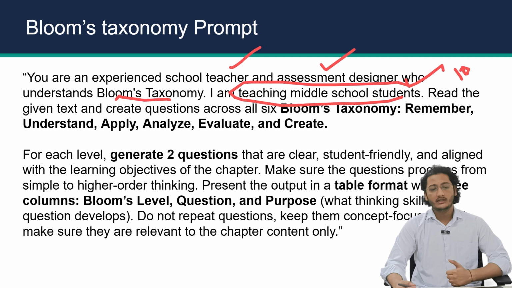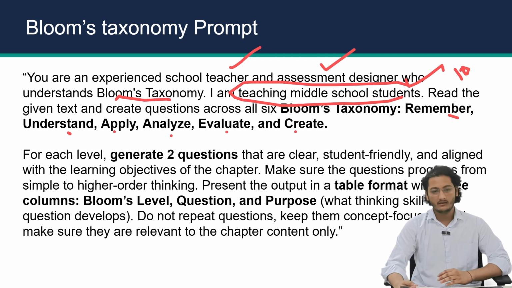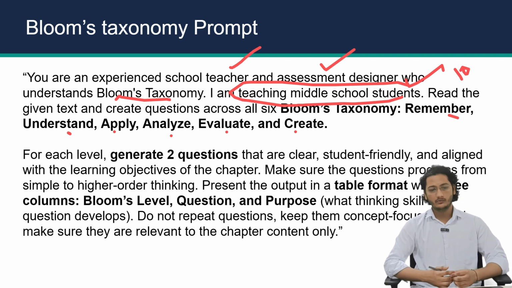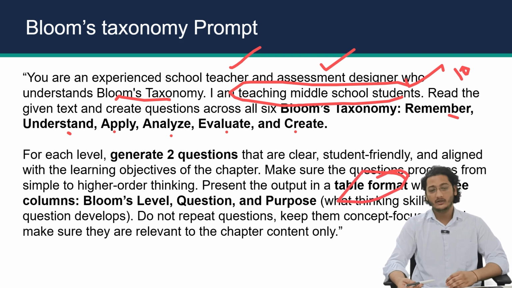Now create a question across all 6 taxonomy levels, that is remember, understand, apply, analyze, evaluate, create. The AI knows about Bloom's taxonomy, but it's recommended, or you can also type it in full. For each level, generate 2 questions, clear, friendly, aligned with learning objectives. Make sure the questions progress from simple to higher level thinking. Now, these are all the context; then there is the output you want. The thing is, you want it in a tabular format or you directly want a question.